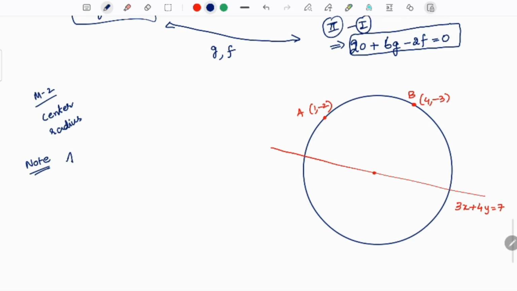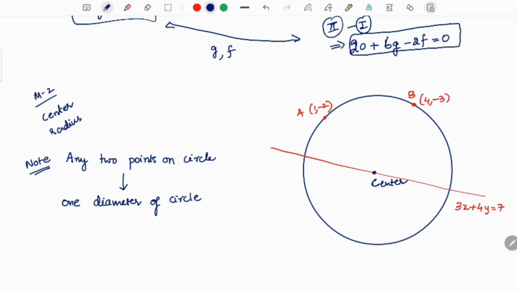All right. What I'm saying, if you know any 2 points on the circle, that will give us one diameter of the circle. How is it? See, in earlier classes, we would have studied that. If I have 2 points A and B, and I have the center, and from the center I drop a perpendicular to chord AB, the foot of the perpendicular will bisect the chord. M to A distance and M to B distance are the same. We have studied this property: a perpendicular drawn from the center to any chord bisects the chord.